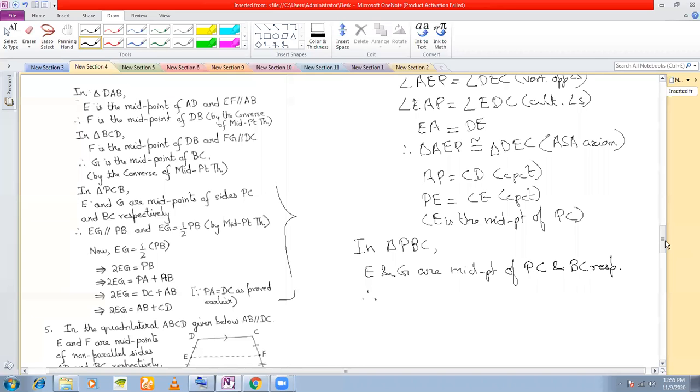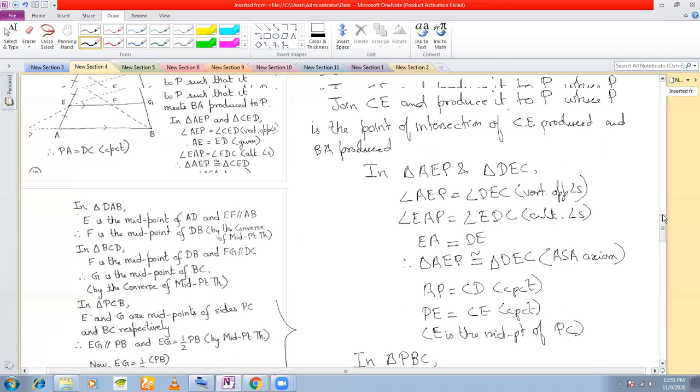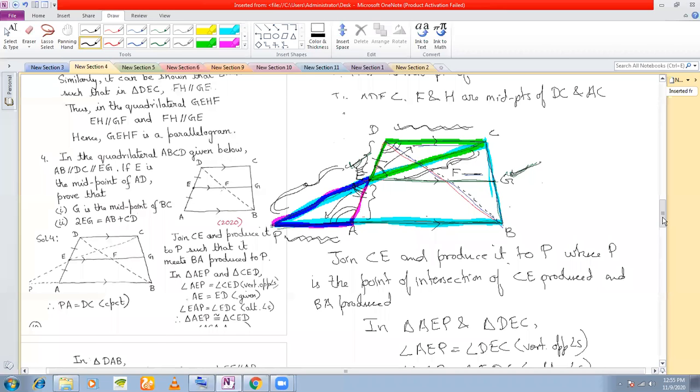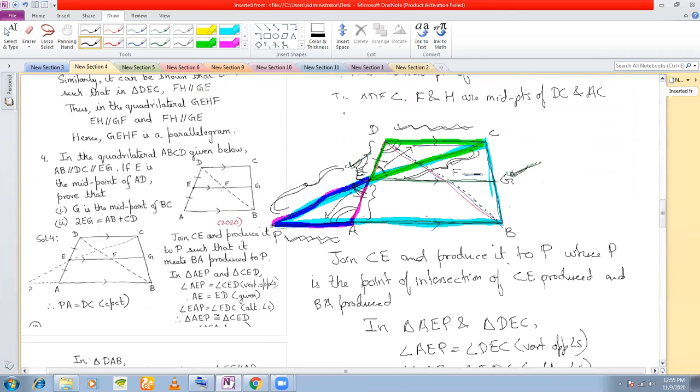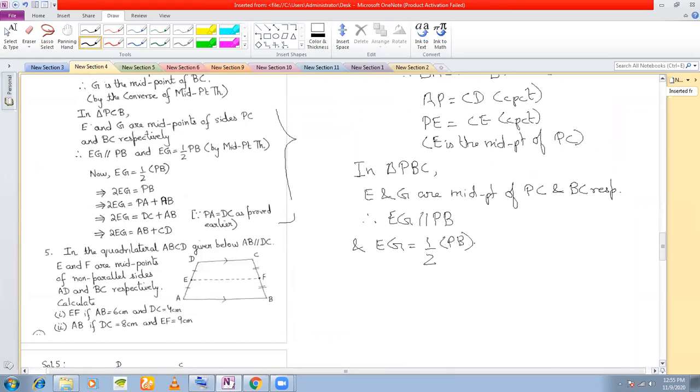Therefore, what can I say? EG is parallel to PB. That is obvious, right? Because that is given actually. EG parallel to PB. And what can you say? EG is equal to half of PB. But what is PB? What is this length? This length is equal to PA plus AB. So instead of PB, you can write PA plus AB.